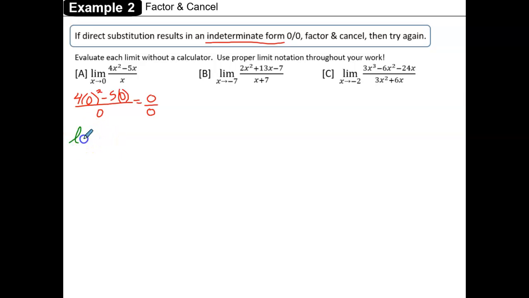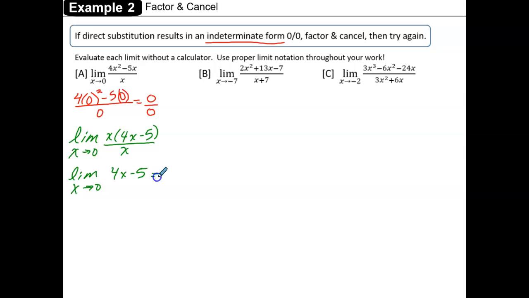So let's factor out that GCF, and that'll give us the limit as x approaches 0 of x times the quantity 4x minus 5 in the numerator, and we still have an x in the denominator. Now we can see those common factors of x are going to cancel, and we can evaluate the limit as x approaches 0 of this linear function 4x minus 5 when we cancel out that common factor of x.